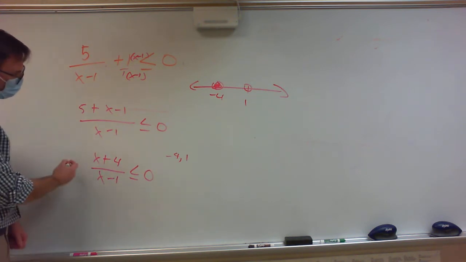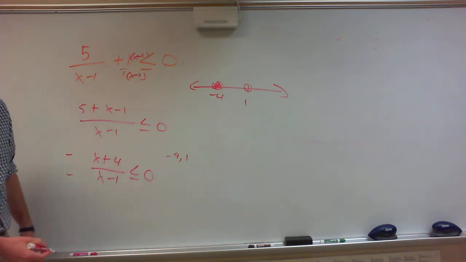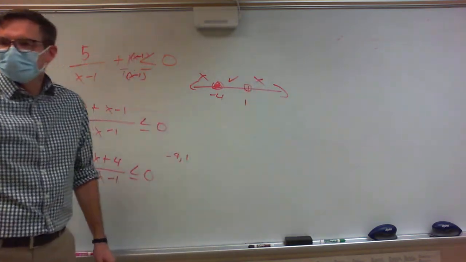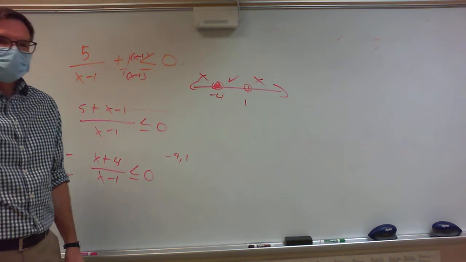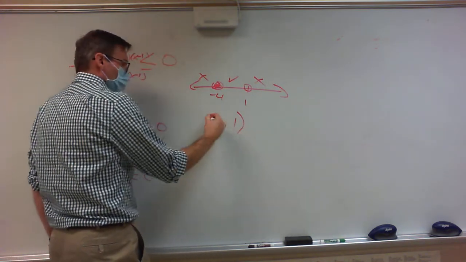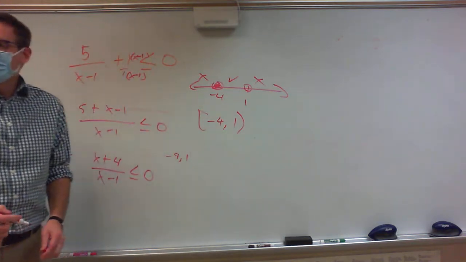Really big negative, negative over negative is positive. That one doesn't work. So that means this one works and that one doesn't work. So my answer is going to be negative 4 to 1. I don't include this. I get to include that part.